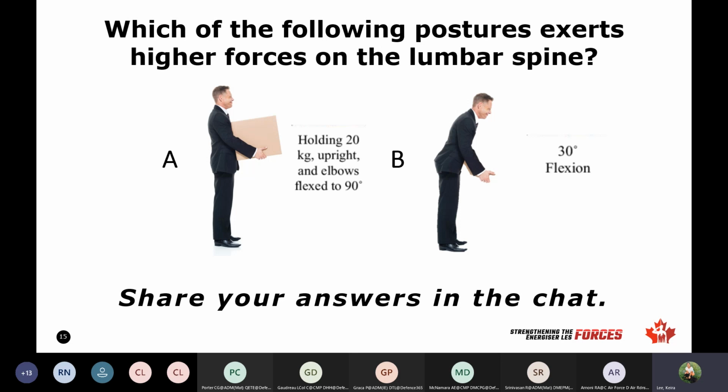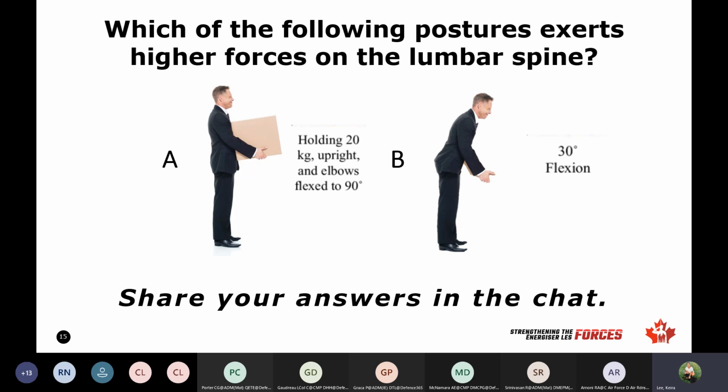Is it option A, where you're standing upright holding a load with your elbows bent, or is it going to be option B, where the person is not holding anything but they're just flexed forward 30 degrees? So I invite you to share your answers in the chat, A or B. We'll just give it a few moments.